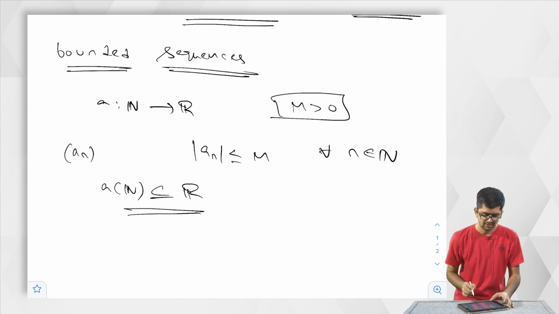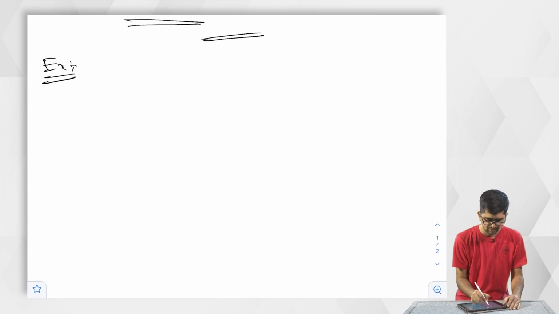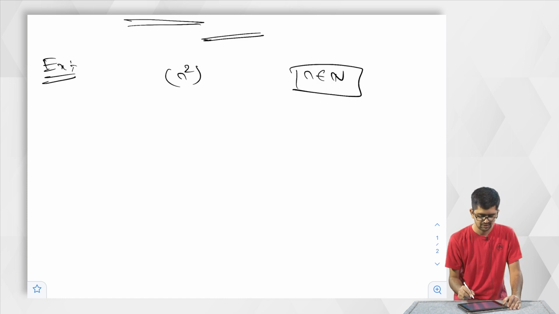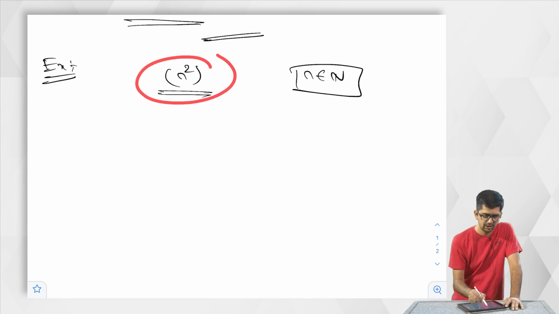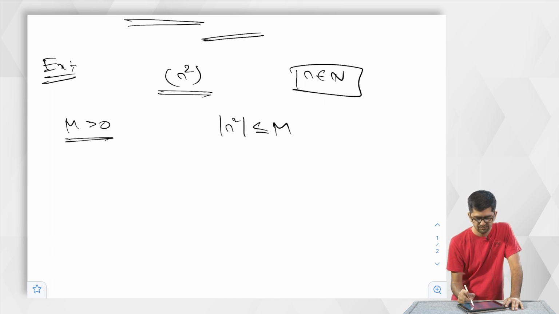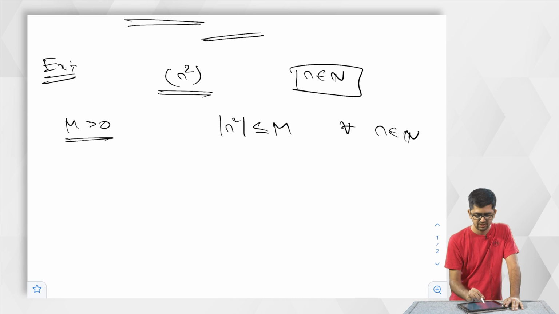Let us do some examples. So, let us take the sequence n square. Now we will see whether this is a bounded sequence or not. What does it mean to say that this sequence is bounded? There is a positive element m such that mod n square is less than or equal to m for every n belongs to N. See, this n square is already positive, so we can actually remove this mod.